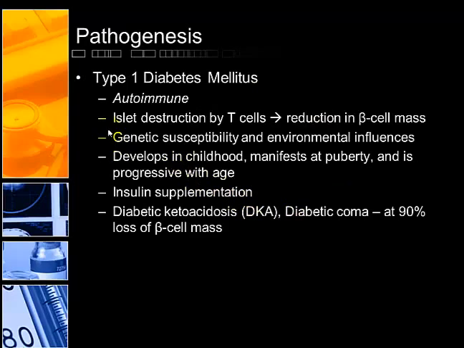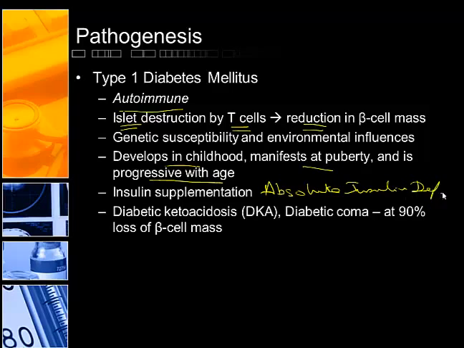Now, discussing in detail the pathogenesis of type 1 diabetes mellitus, we know that it is autoimmune in nature. There is destruction of the islets by the T cells, which will lead to reduction in the beta cell mass. There is a genetic susceptibility. Environmental influences are there. It develops in childhood, manifests at puberty, and is progressive with age. And because we have absolute insulin deficiency in this case, we do need insulin supplementation in these individuals.